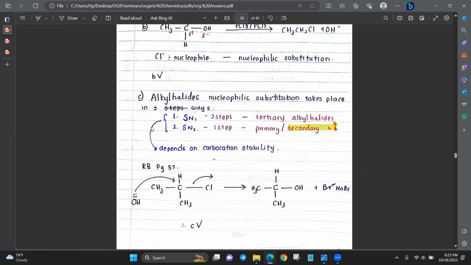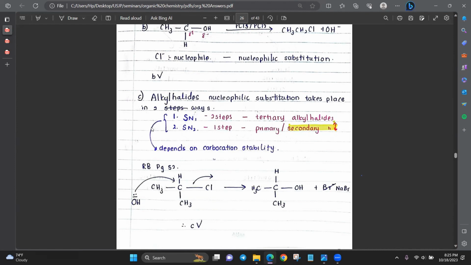But it is not like that. SN1 means step by step, one step after the next. SN2 means both the steps are taking place together. So which type of alkyl halides undergo SN1? Tertiary alkyl halides. Which type undergo SN2? Primary and secondary alkyl halides.